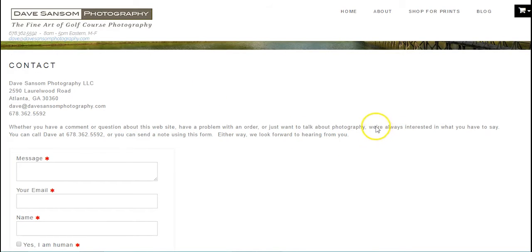And then in the language here, I would change it. A lot of people do this, I know, but unless you're a huge corporation or company, it's best to have language in the first person because there's always a barrier when someone comes to your website. And part of reducing that barrier and getting them to know, like, and trust you so they will buy from you is to make them feel warm and welcome and use conversational language. So here I would say something like, I'm always interested in what you have to say. You can call me at, and then the number. Either way, I look forward to hearing from you. So that's what I would do there.